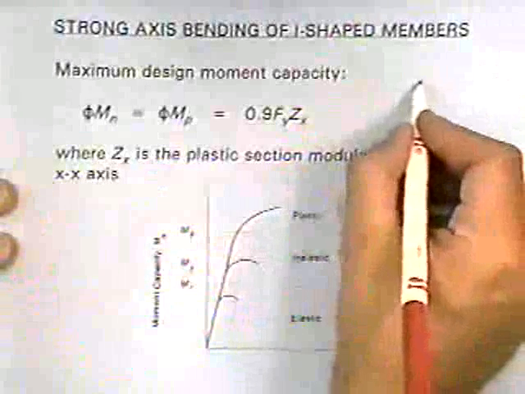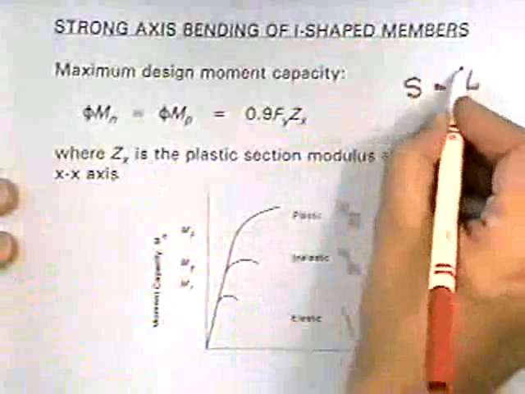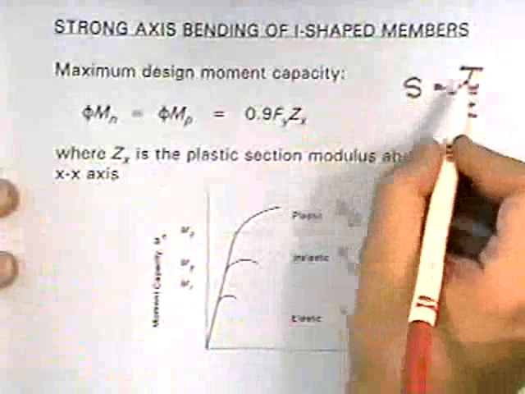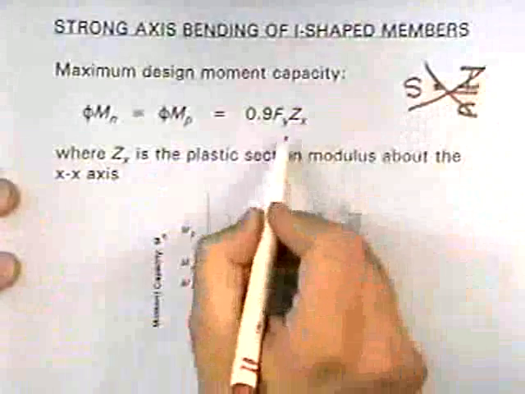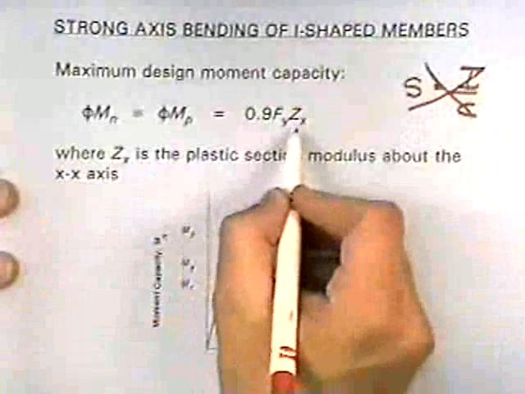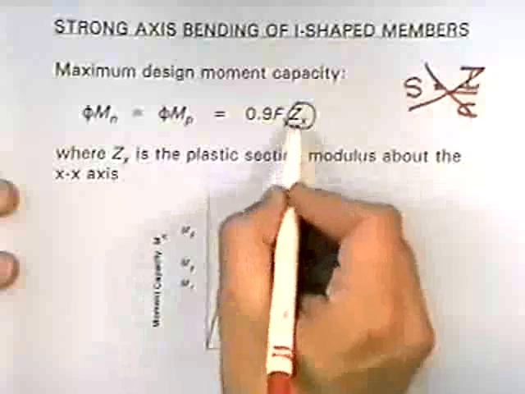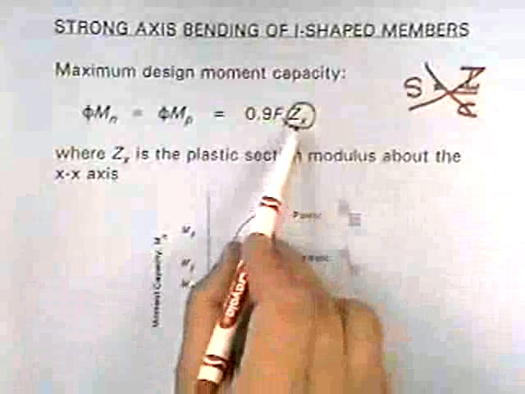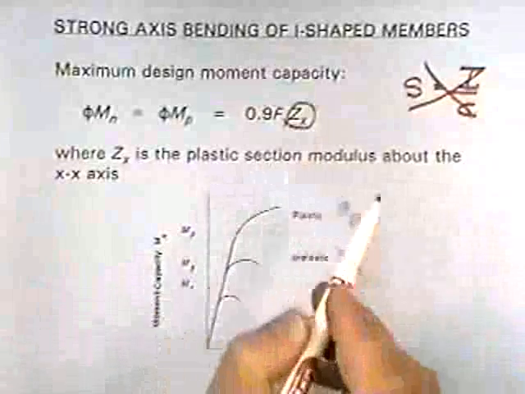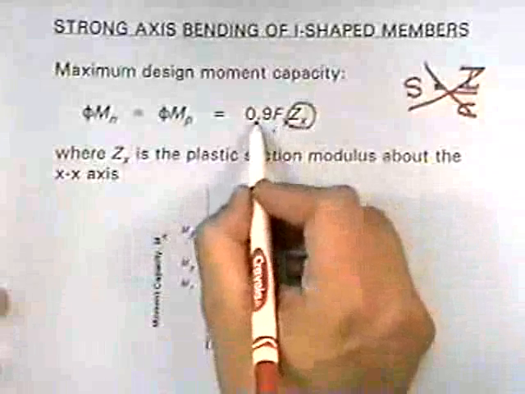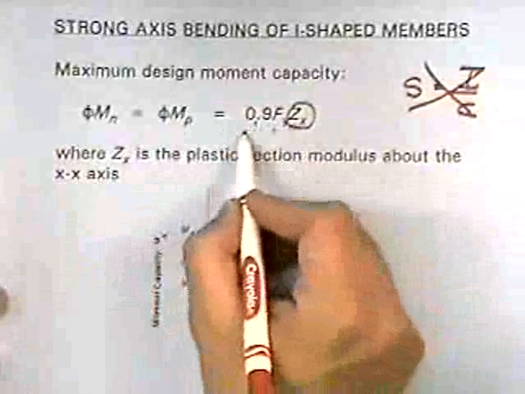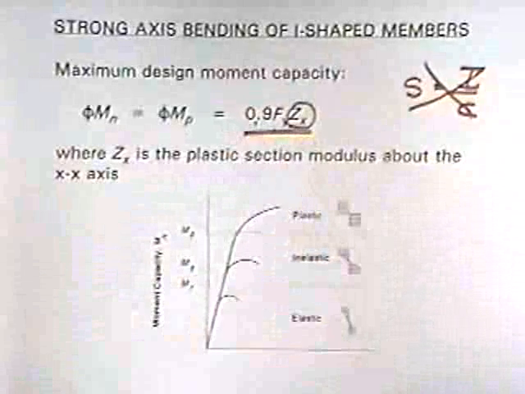Moment capacity is based on what we call the plastic moment capacity. Instead of using the elastic section modulus, S, which is I over C, which maybe you saw in an earlier session, typically we don't use that now in LRFD. Instead, we use what's called the plastic section modulus, or Z, and Z sub x means it's the section modulus about the x-axis. Now what we do is we take that, multiply it by Fy times 0.9, and that gives us the maximum moment capacity of the beam.